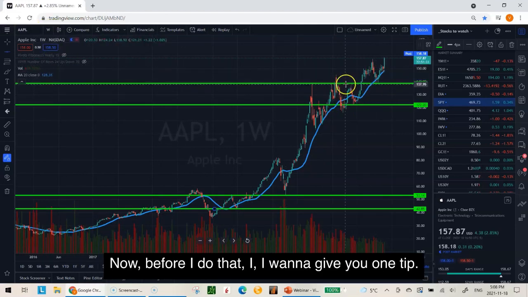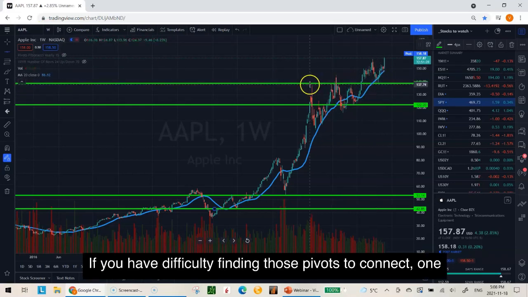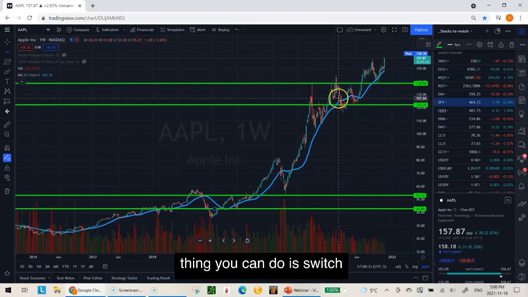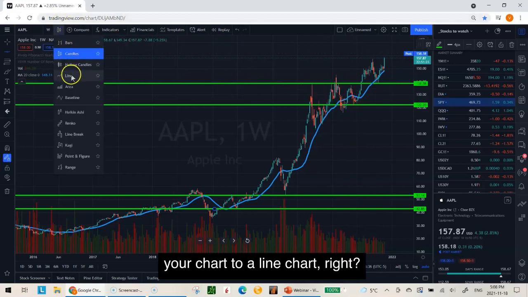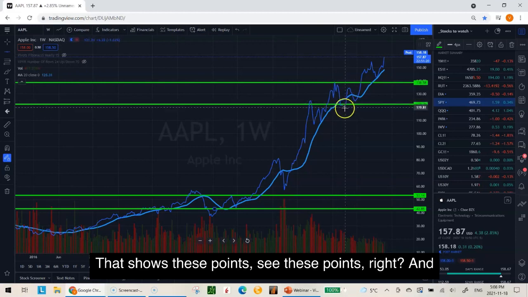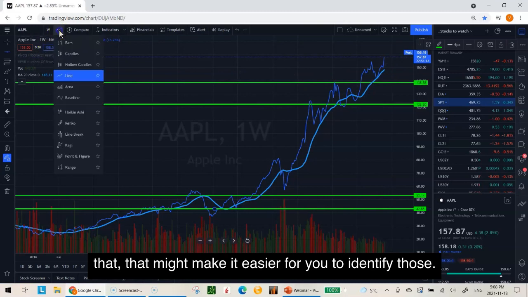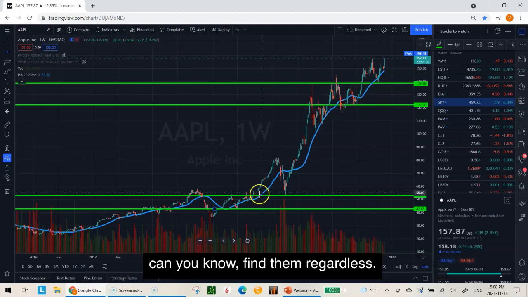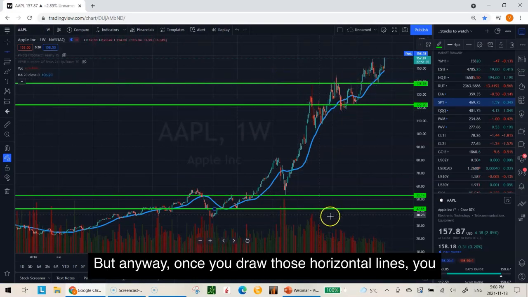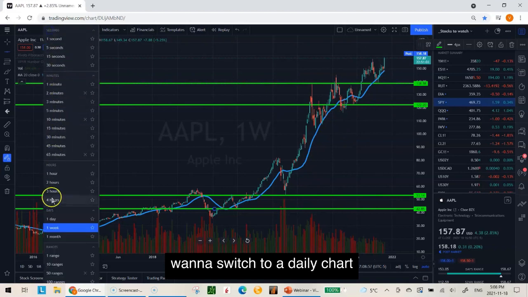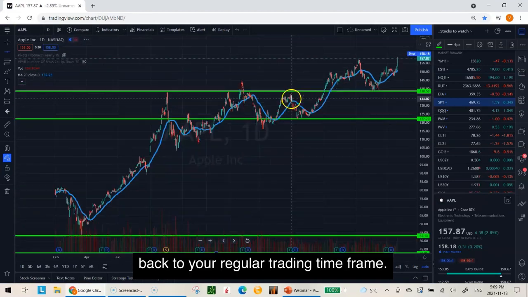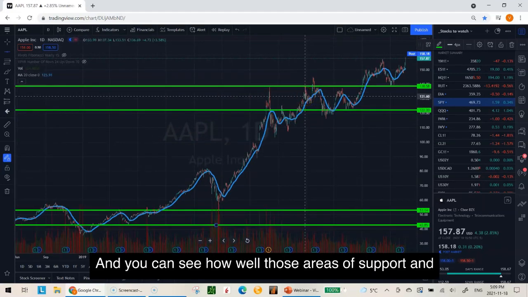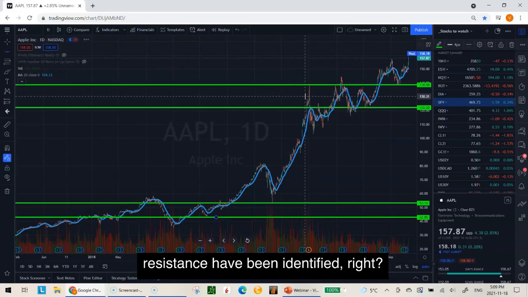Now, before I do that, I want to give you one tip. If you have difficulty finding those pivots to connect, one thing you can do is switch your chart to a line chart, right? That shows these points. See these points, right? And that might make it easier for you to identify those. Okay, but once your eyes are experienced, you can find them regardless. But anyway, once you draw those horizontal lines, you want to switch to a daily chart, back to your regular trading time frame, and you can see how well those areas of support and resistance have been identified, right?